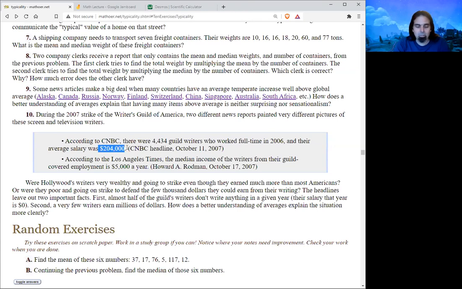They make lots of money. The LA Times, just a few days later, said the median income for all the writers in the guild was $5,000 a year. Those people are almost broke. Sure, go on strike. You need more money. So why is there such a big difference? And don't peek at the paragraph for the answer. Any guesses?